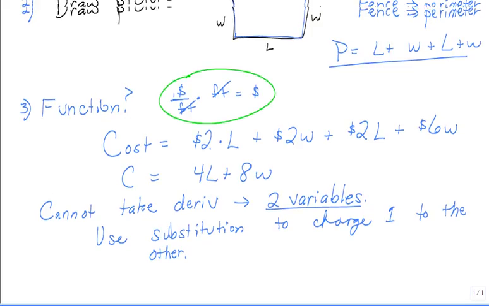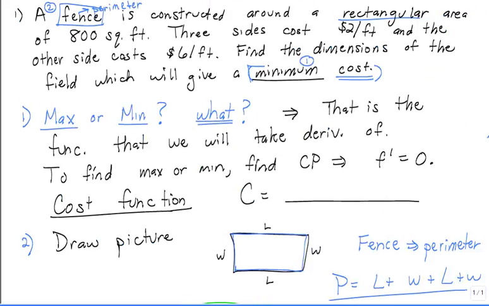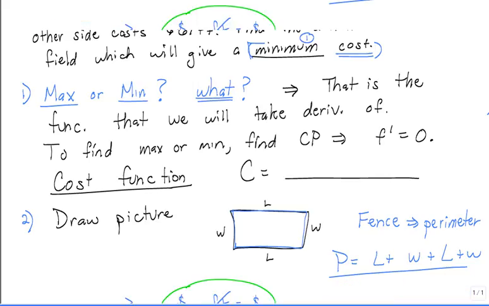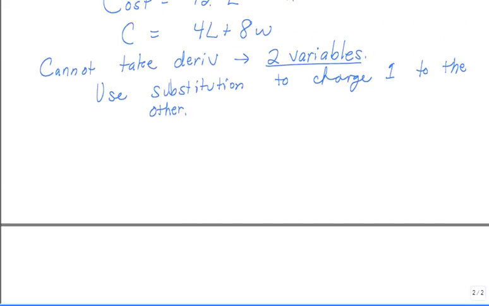Okay, now we don't have enough information here. I forgot, no, yes we do. We have the area. So now we come back and we look at this word, area, rectangular area of 800 square feet. So we use that to get these variables substituted. We'll call that step 4.